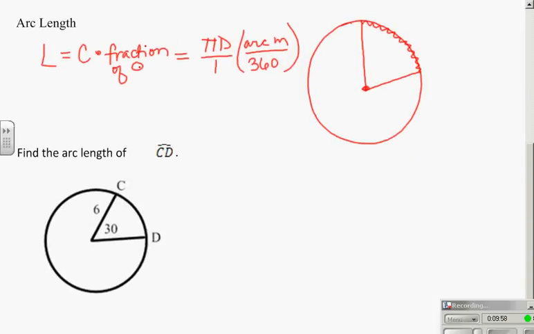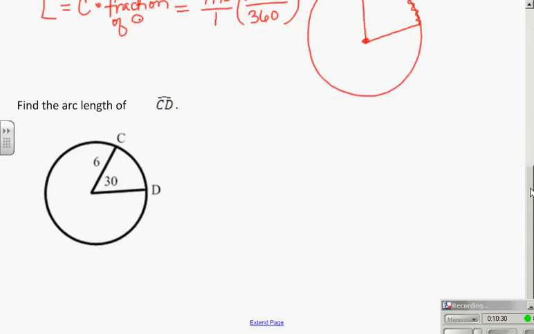The next topic is arc length. Now, arc length is another way to measure an arc. It'd be like using Celsius versus Fahrenheit. Arc length is talking about what fraction, what portion of the circumference is the arc. So our arc length is circumference times the fraction of the circle that we're talking about. So as a formula, circumference is pi d over 1, and then our fraction of a circle is the arc measure over 360.